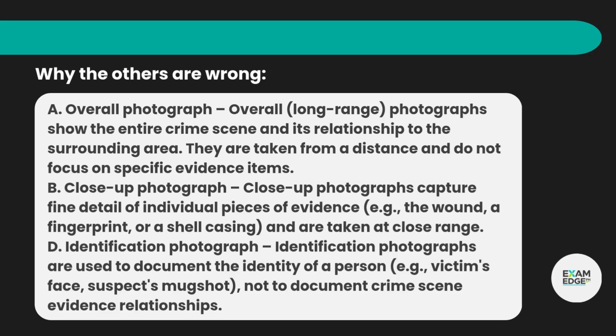Why the others are wrong? A. Overall photograph. Overall, or long-range, photographs show the entire crime scene and its relationship to the surrounding area. They are taken from a distance and do not focus on specific evidence items. B. Close-up photograph. Close-up photographs capture fine detail of individual pieces of evidence, e.g., the wound, a fingerprint, or a shell casing, and are taken at close range. D. Identification photograph. Identification photographs are used to document the identity of a person, e.g., victim's face, suspect's mugshot, not to document crime scene evidence relationships.